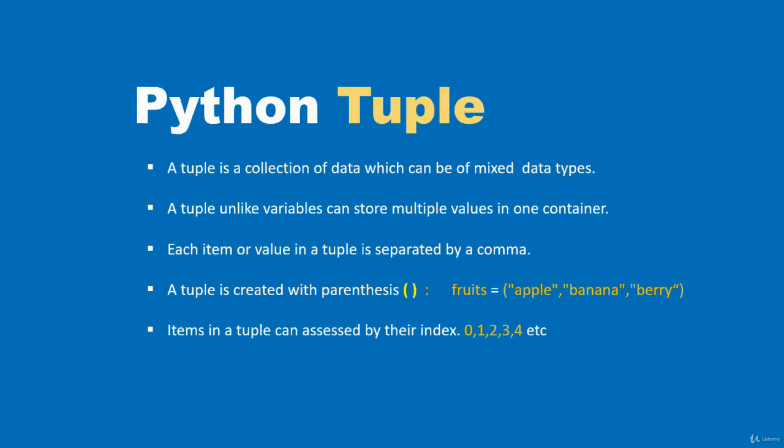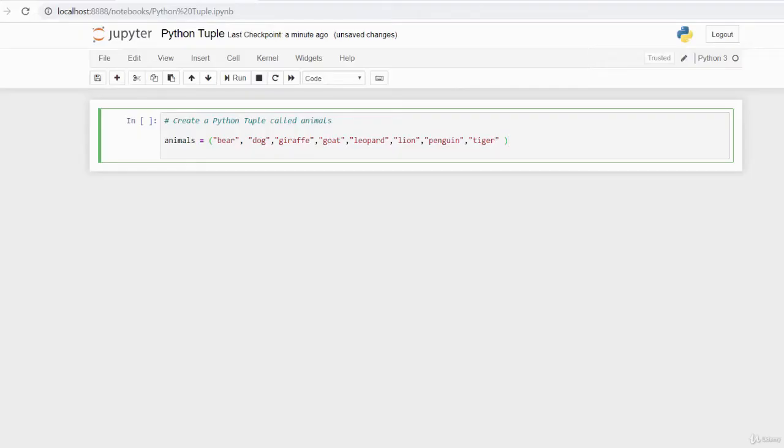Also, one very important distinction between a tuple and a list is that a tuple cannot be changed once you have created it. You can't add items to the tuple and you cannot remove items from the tuple. It is immutable. Let's go ahead and create some tuple.